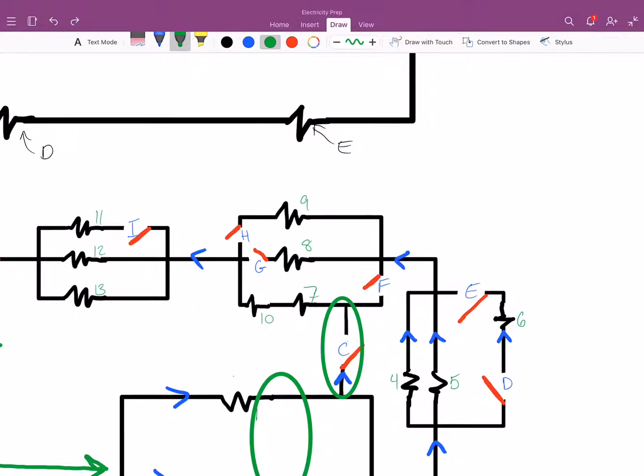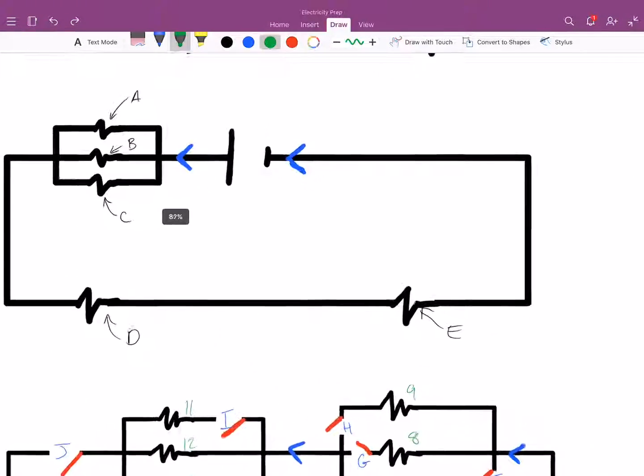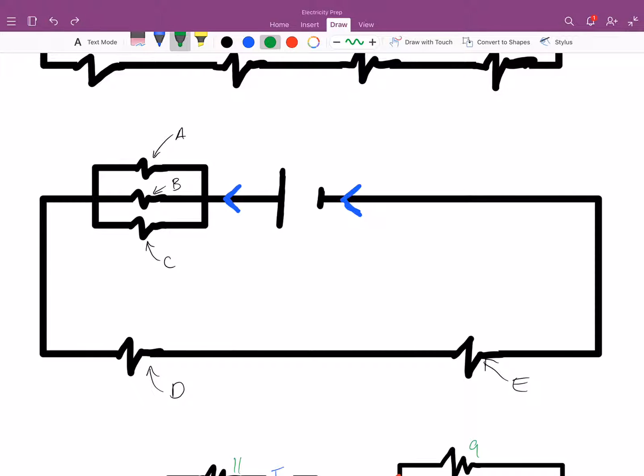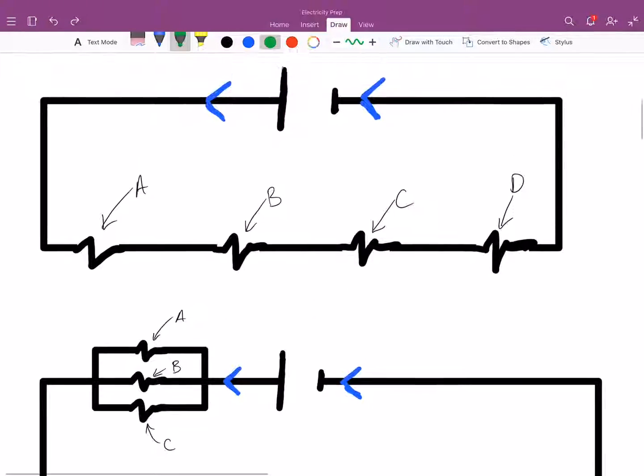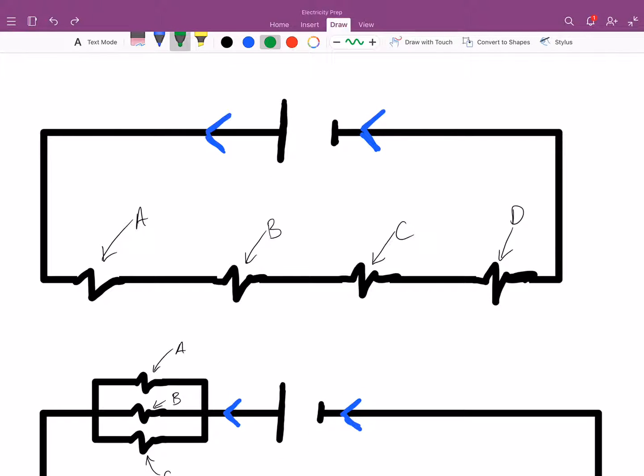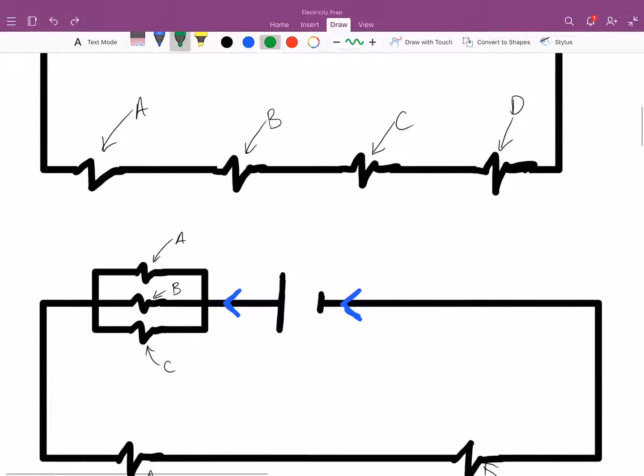Other scenarios we have are more basic diagrams. In this case, you have a set of 3 parallel resistors accompanied with 2 serial resistors. And in this case, you have 4 serial resistors.